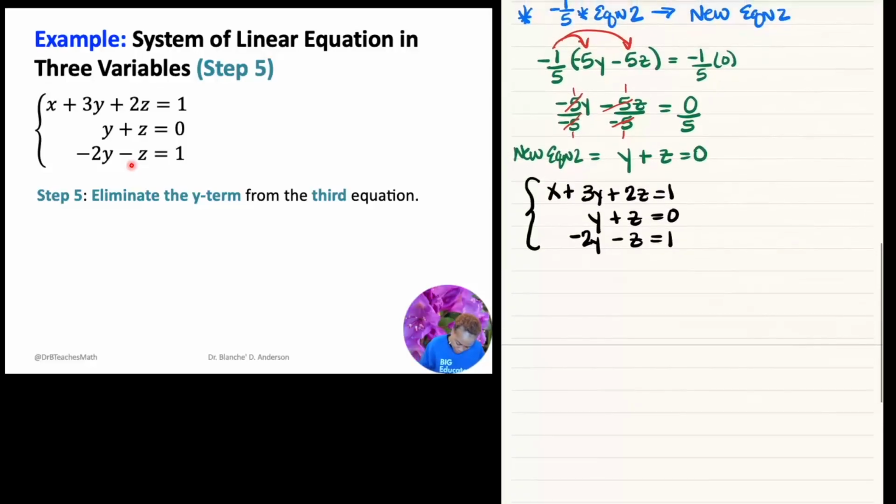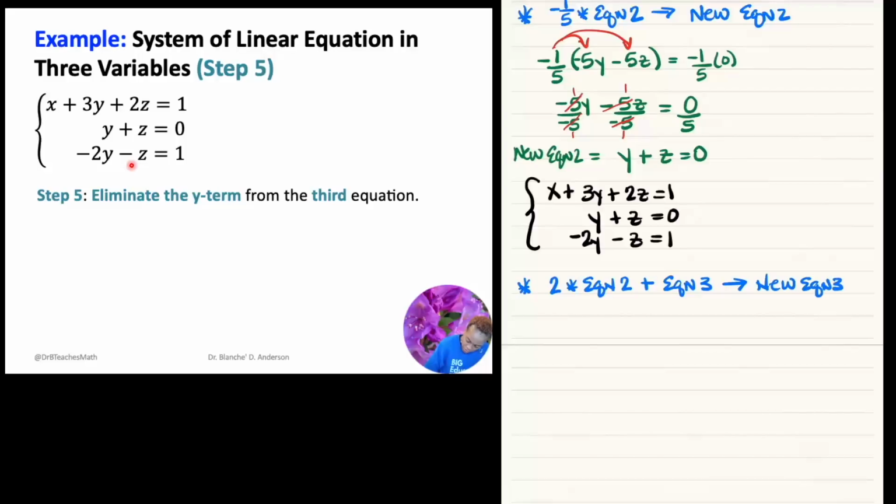What can we do? Well, I need this to go away, correct? So if I can make this a 2, and I add them together, they'll be 0, right? So let's take 2 times equation 2, add it to equation 3 to get my new equation 3.